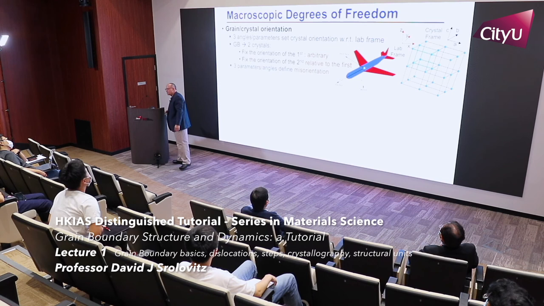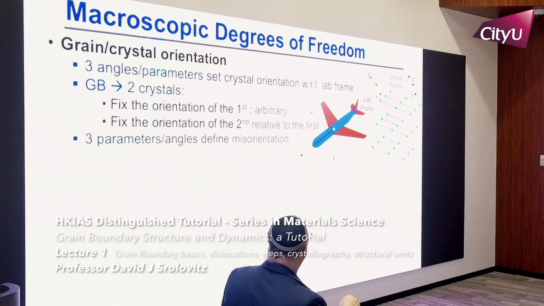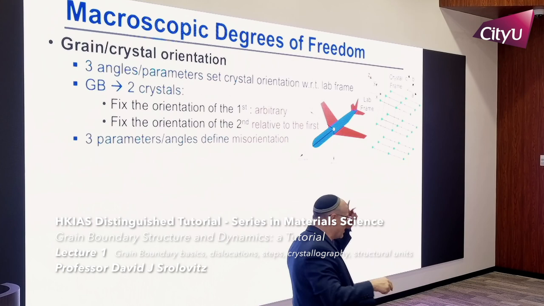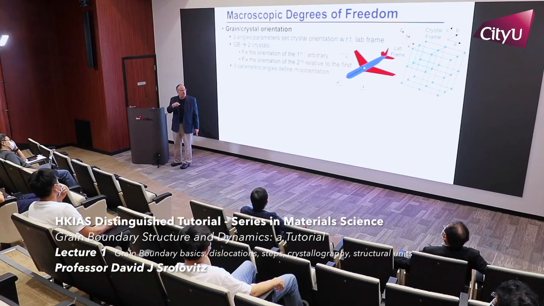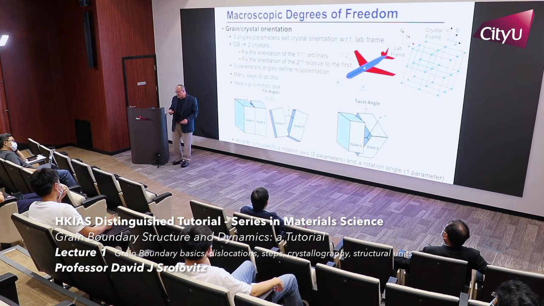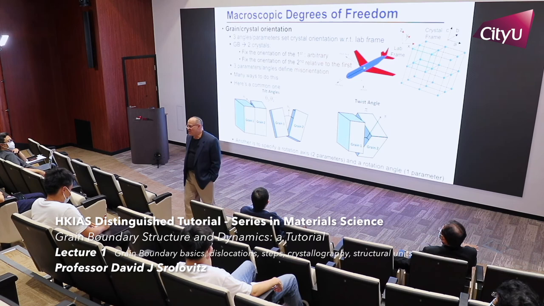Just like an airplane, you could talk about the pitch, the roll and the yaw. Or if I talk about the crystal frame, I can talk about the orientation of the three vectors for the orientation of the crystal. So I need three parameters or three angles to define the misorientation, okay? So not the orientation of the grains, the misorientation. In this field, there are many ways to do that, and it just depends on how you grew up, what your background is, which language you're most comfortable with. So there are many ways to do it.